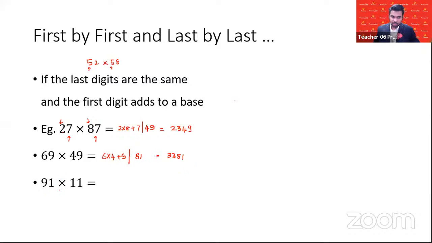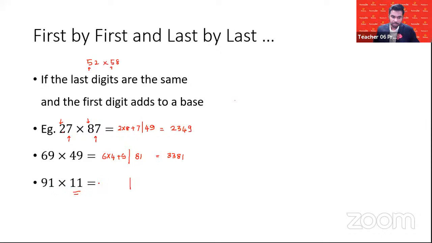So the last one for you is 91 times 11. So what is 91 times 11? This is a magic number again. I will explain once again how you can do magic number multiplication. But before that, we will apply this particular rule that we learned just before.